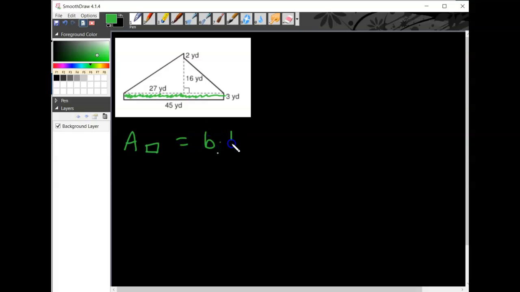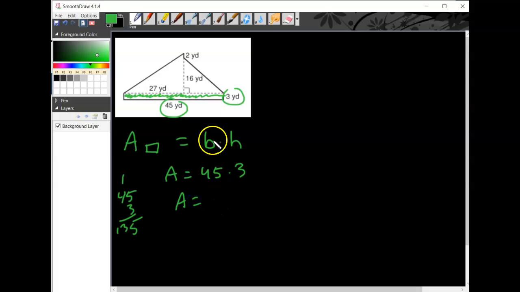That's just going to be base times height. We need a base, we need a height. It's 45 by 3, it looks like. So that area is going to be 45 times 3. That will be 135, right? 45 times 3. Yeah, 135. So area for the little rectangle there at the bottom of this figure is 135 yards squared.